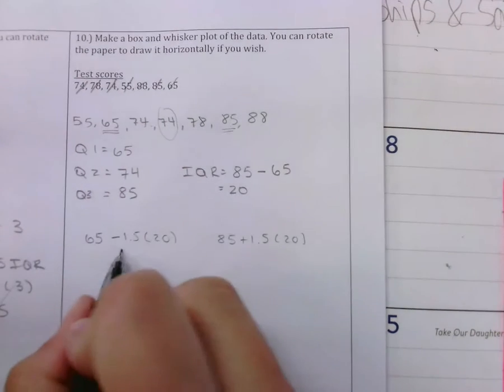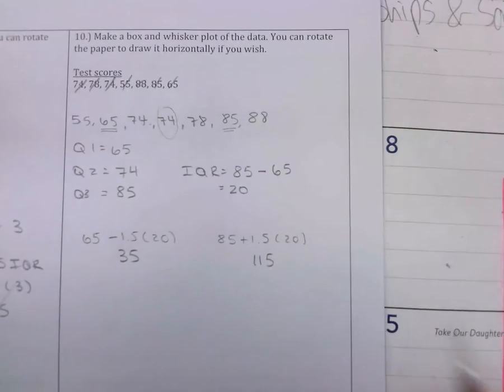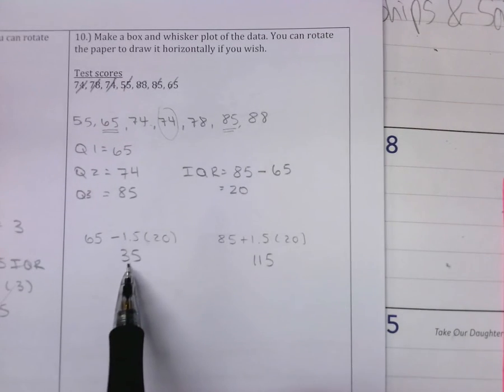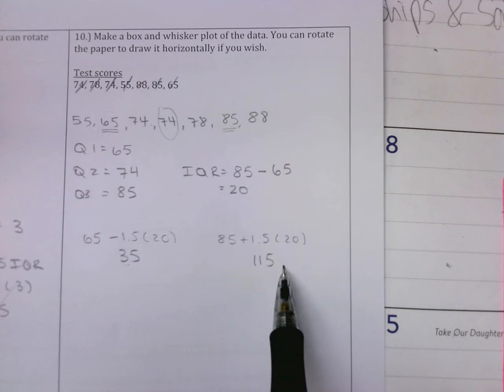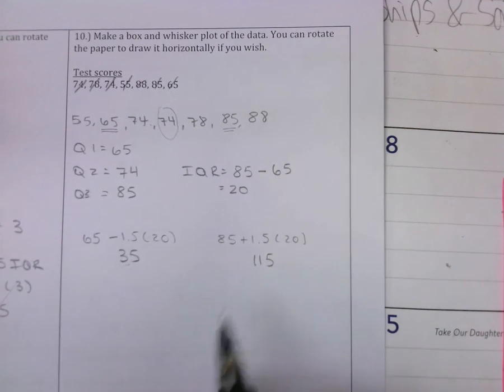Am I allowed to go by 5? This is 35. I would just start at a higher number at the very least. Yeah, okay. This is 115. None of our numbers are at or below 35 or at or above 115, so we have no outliers.